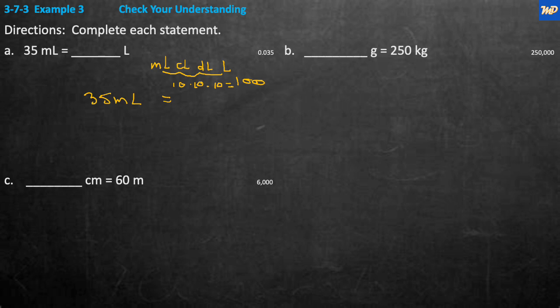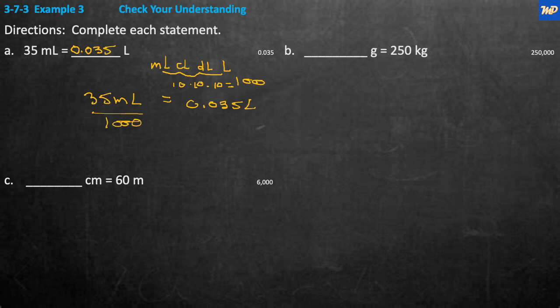So I'm going to say 35 milliliters divided by 1,000 is equal to 0.035 liters. Okay? 0.035. We are moving from smaller to larger units. The number gets smaller. It was 35, now it's 0.035.